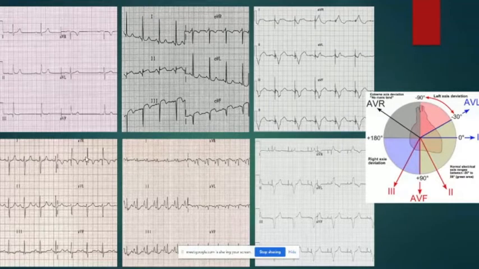It depends. My colleague is going to talk about it: when you have elevation, is it ST elevation myocardial infarction, or is it pericarditis? When you have depression, is it due to another type of ischemia, or myocardial infarction without ST elevation, or non-STEMI?